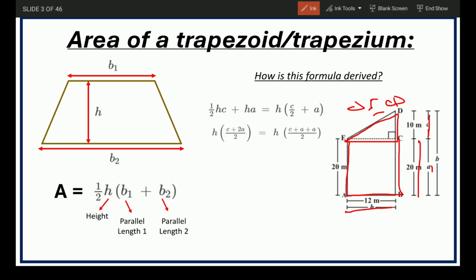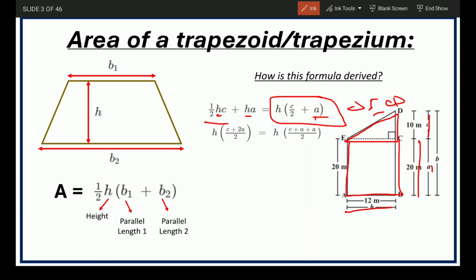If you observe here, we can see that since h is common in both of the terms, we're taking out h and keeping the rest in brackets. So h outside, c by 2, basically 1 by 2 c, and then a remaining after taking out h. We've got this formula now. So let's try to simplify it further.